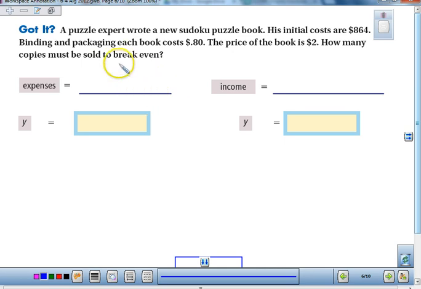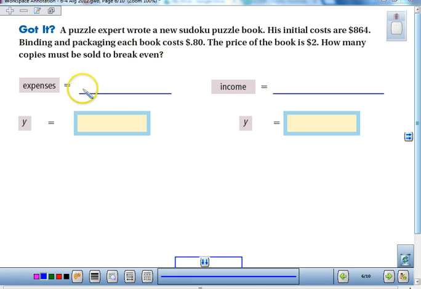So now it's your turn. Here's a puzzle expert. They write a Sudoku puzzle. Their initial costs that we are looking at are $864. Binding and packaging costs 80 cents a book. The price for each book is $2. How many copies must be sold to break even?